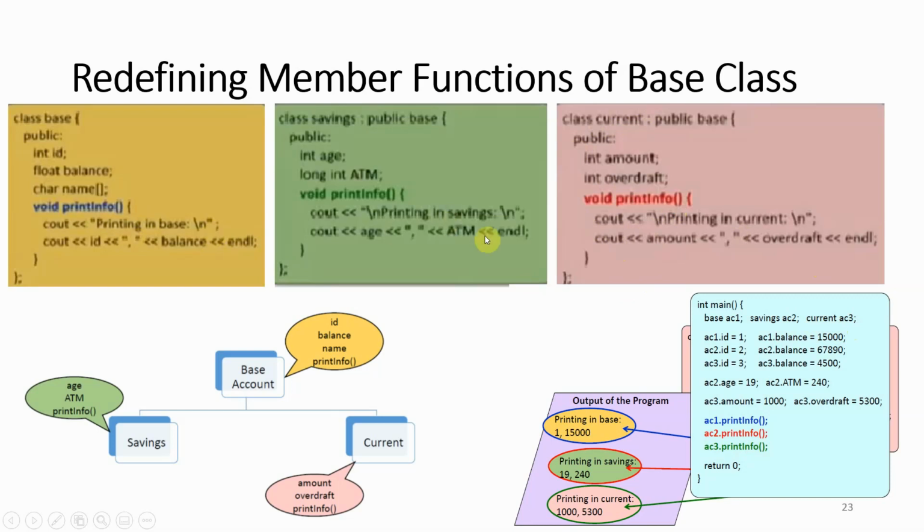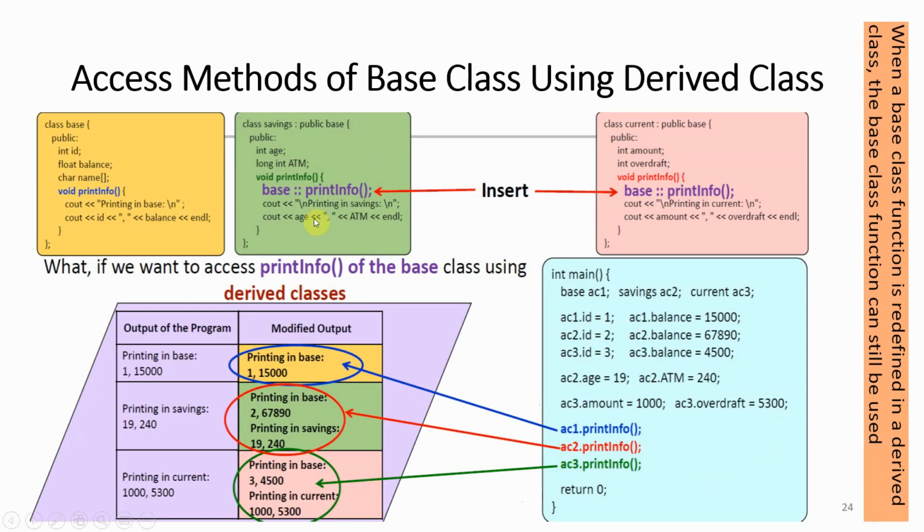Now you might ask, can AC2 call this one as well? Yes, it can. Can AC3 call this one as well? Yes, it can. How can it be done? In the print info function, I can just say that I want to call the base print info. This is the scope resolution operator, and this is the name of the class. So whenever AC2 calls print info, inside here AC2 is calling the print info of the base, then it's going to print this information.